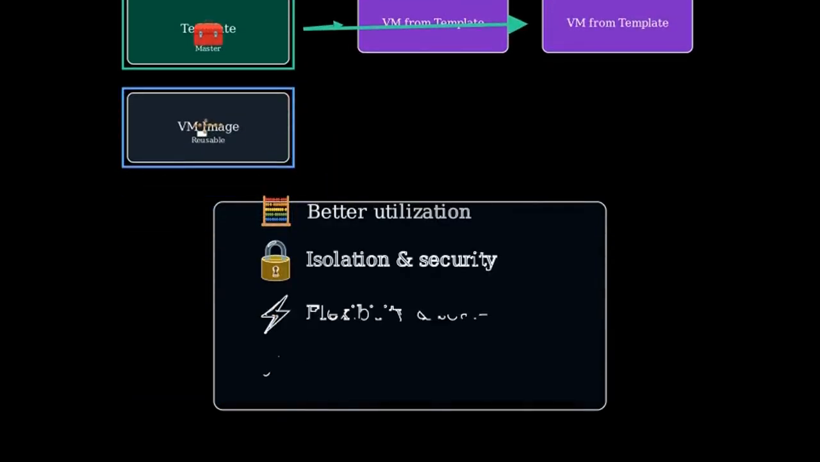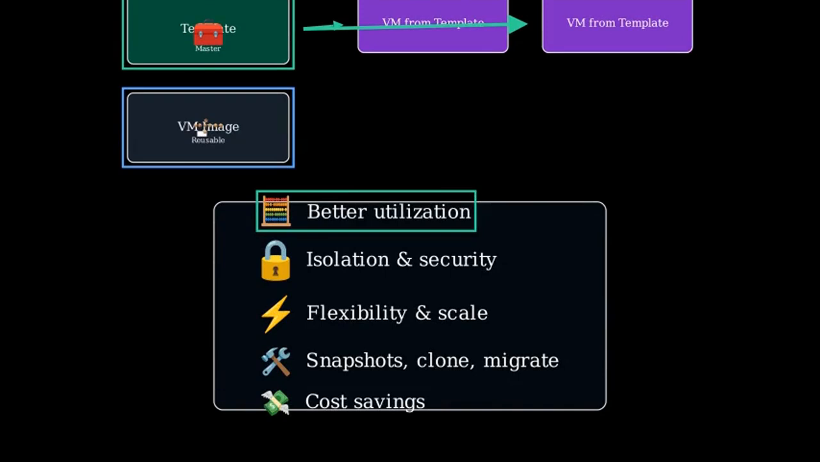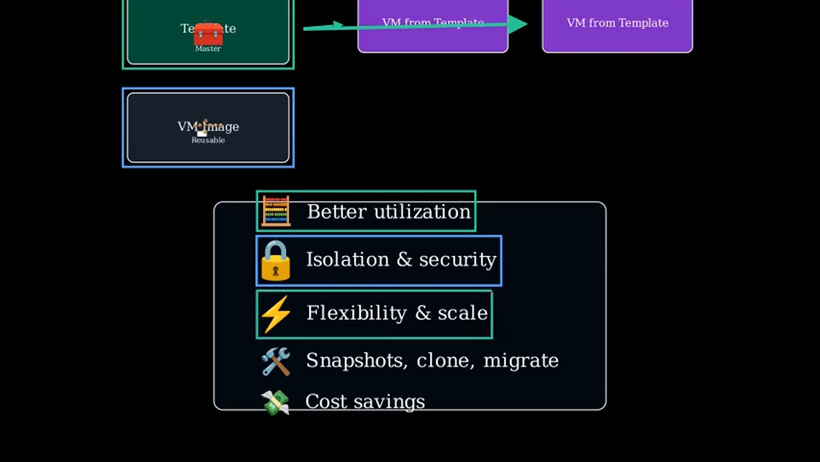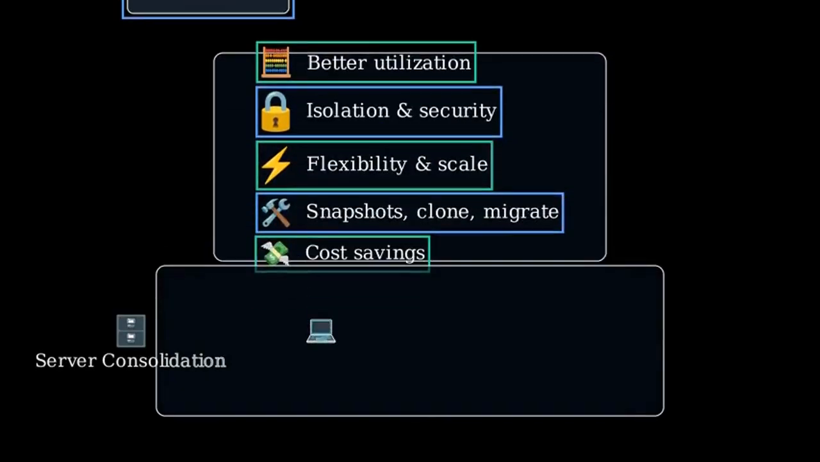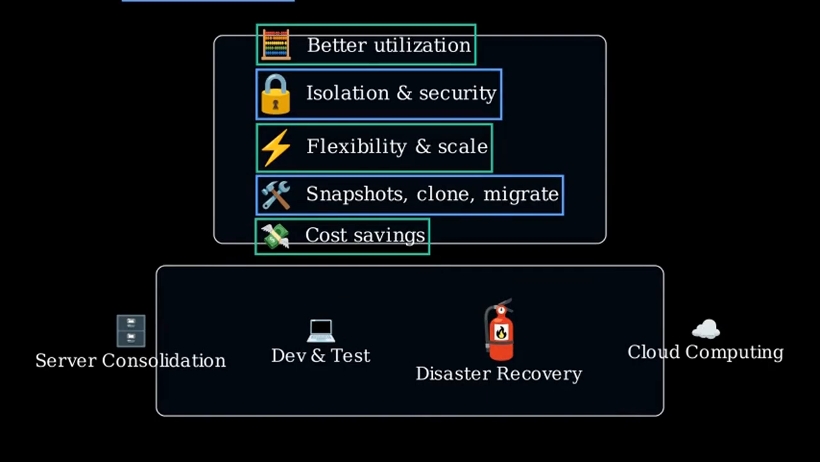Why virtualization? Better hardware utilization, isolation and security, flexibility and scalability, easier management with snapshots, cloning, and live migration, and cost savings across power, cooling, and hardware. Common use cases include server consolidation, development and testing, disaster recovery, and cloud computing.